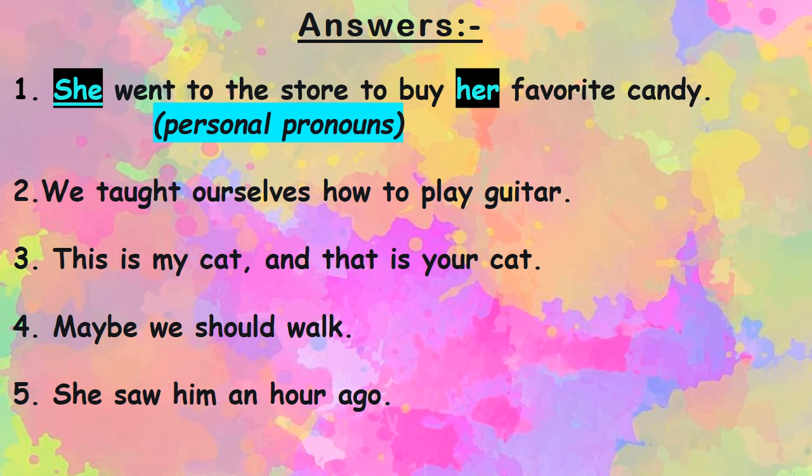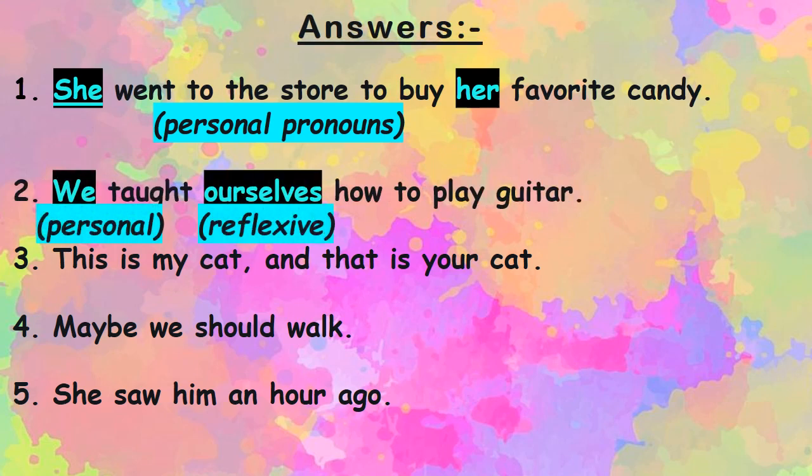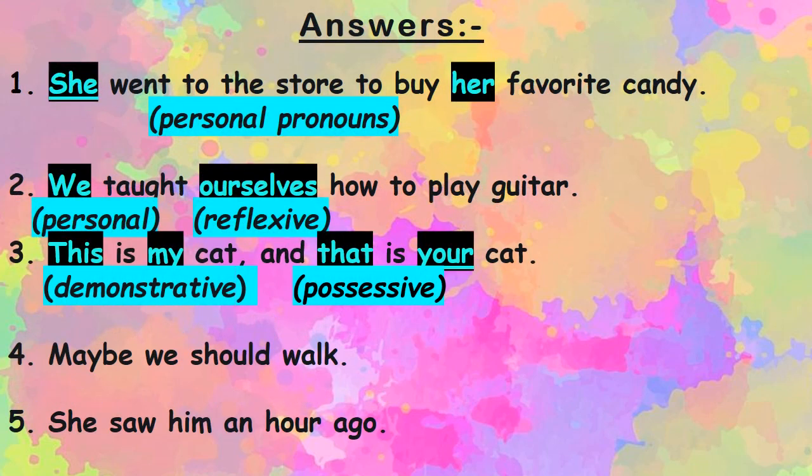Sentence number 2. "We taught ourselves how to play guitar." Can you identify the personal pronoun? Not personal pronouns, maybe any pronoun. Right, we have one personal pronoun, that is we, and ourselves is a reflexive pronoun. Sentence 3. "This is my cat and that is your cat." This and that both are demonstrative pronouns, whereas my and your are possessive pronouns.